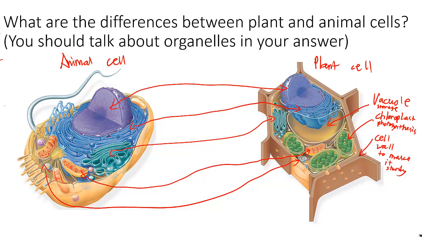And these three things are the organelles a plant has. The special organelles a plant has. Right? These are the special organelles a plant has. Vacuole, chloroplast, cell wall.